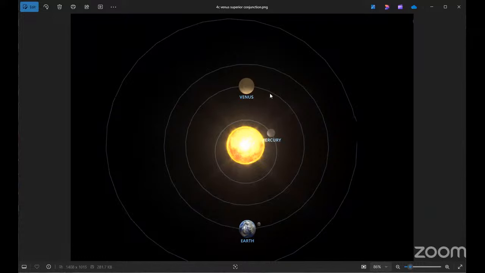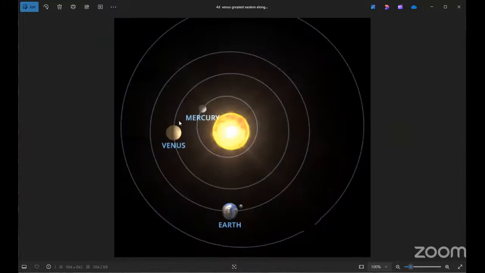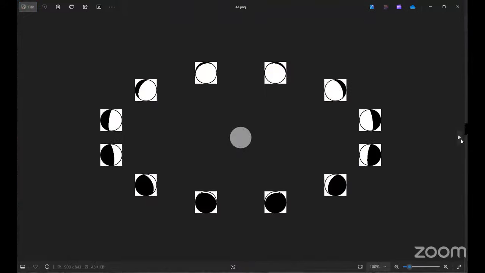And then it will continue to loop around and be on the other side of the sun, not visible, and will loop around the sun and become visible as an evening object. So the sun will set, Venus will be visible right after the sun sets. So on either side of the sun, not visible.